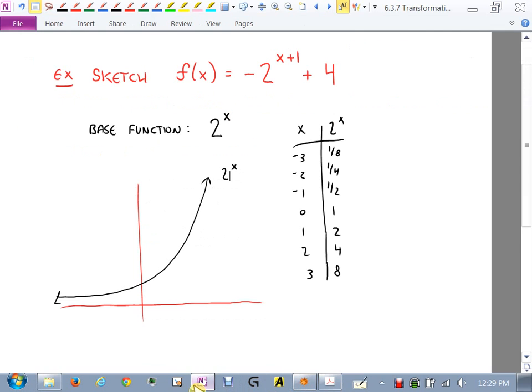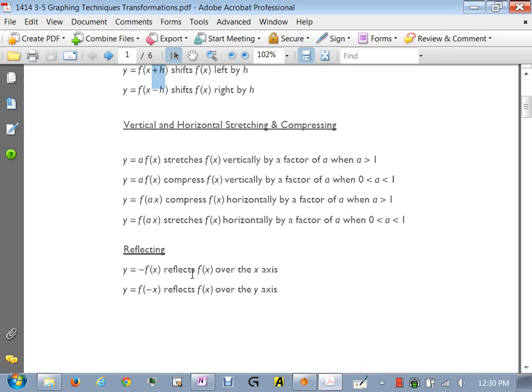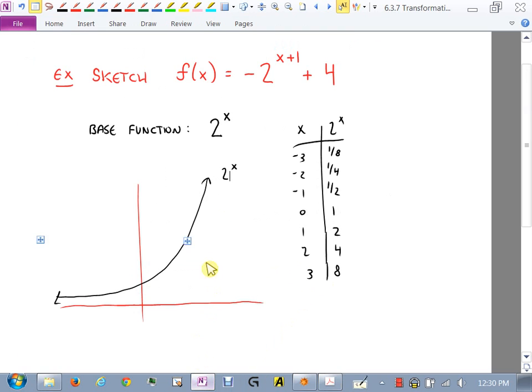Then you have to do this next. What's a negative sitting in front of the whole thing do? Negative in front of the whole thing, reflecting it over the x-axis. And then up 4. So what I'm going to do is take every point that I had, move it to the left 1, flip it over the x-axis, and then move it up 4.